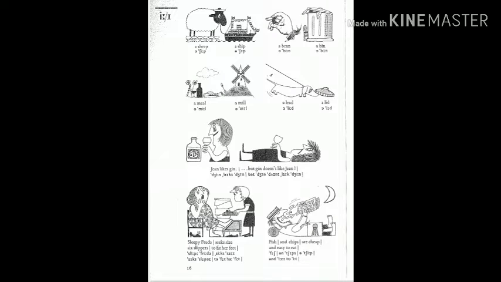A sheep, a ship. A bean, a bin. A meal, a mill. A lead, a lid. Jean likes gin, but gin doesn't like Jean. Sleepy Frida, six sizes, six slippers to fit her feet. Fish and chips are cheap and easy to eat.